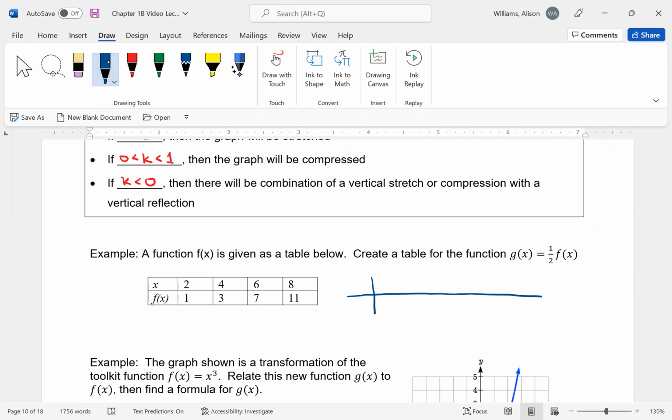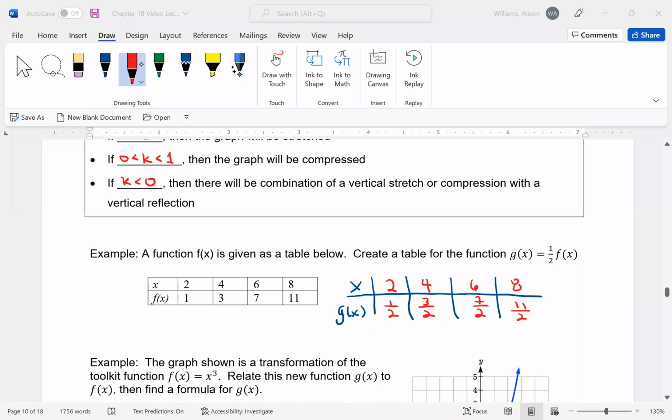So same inputs. Let me go ahead and just do it right next to it since I didn't give myself all that much room. Oops, let me do that in a different color. Okay, so the input is 2. That means that the output is going to be half of what f of x is. So half of 1 is just actually half. For 4, the output then is going to be 3 halves. For 6, the output is going to be 7 halves. And for 8, the output is going to be 11 halves. So I'm just cutting all of the outputs in half. In this particular example, none of them went in nicely, but sometimes they will go in nicely and they'll be whole numbers.